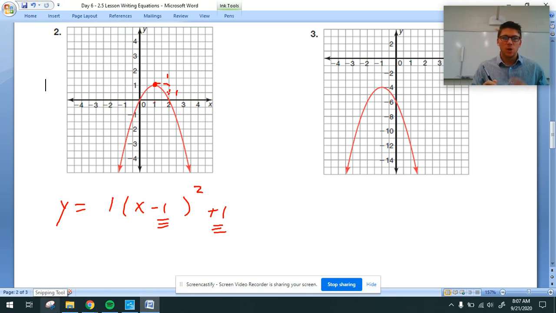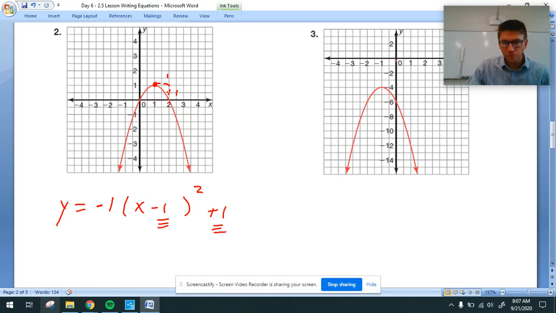But here's the issue. Look at the direction it's facing. This is concave down. So the parabola is facing down, which means it is a reflection. And how do you reflect the graph? Negative in front. So you could just put a negative, then the parentheses, or you could put -1 and then the parentheses. Either one is okay. But since it's facing down, it has to have that negative.